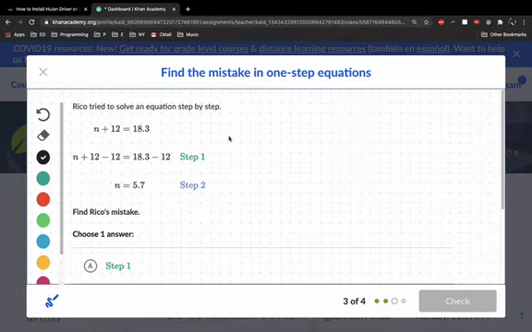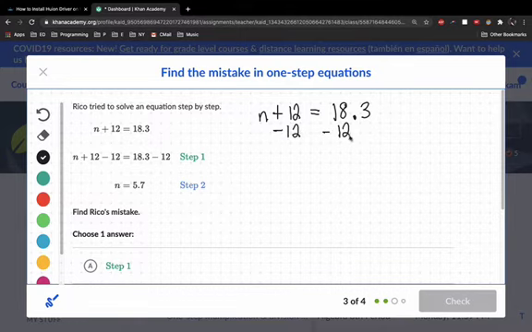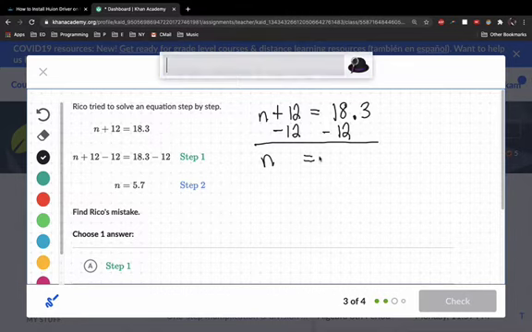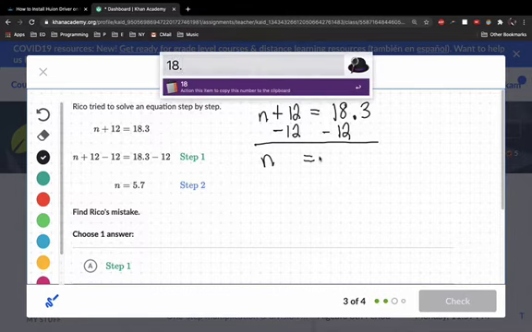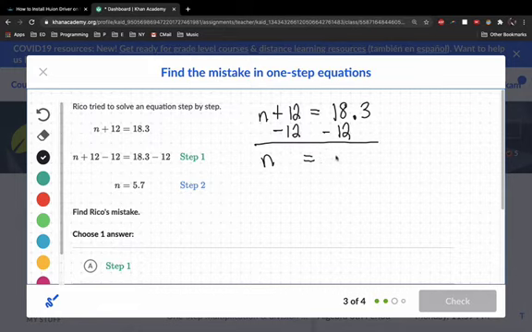All right, here we have n plus 12 equals 18.3. And the way that you solve these is you do the opposite of whatever this is. Since this is plus, you do minus. And if you struggle with decimals, just do it on the calculator. 18.3 minus 12 is 6.3. And that's a pretty simple problem. It's your answer right there.